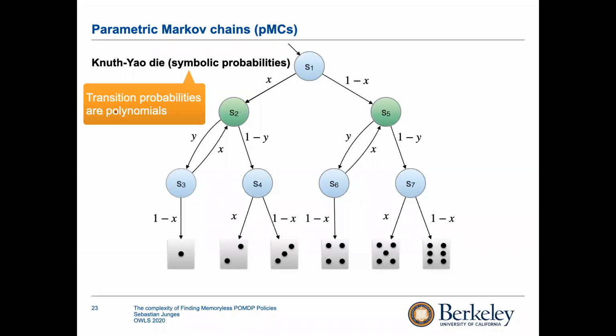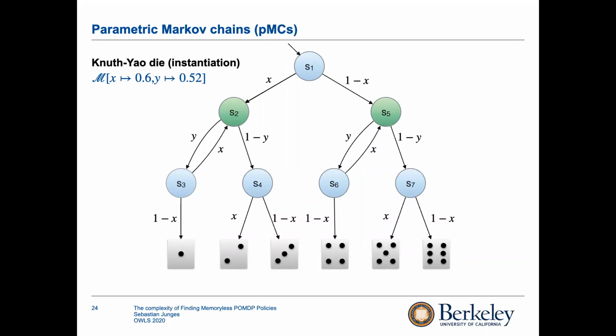Let me first clarify, if we have an instantiation, then we're going to substitute values x for a concrete value and values y for a concrete value. We can do that, and all the occurrences of x become 0.6, all the occurrences of 1 minus x become 0.4, and then we do the same for y, and then we again have a concrete Markov chain. So a parametric Markov chain has these symbolic transitions. If we instantiate that, every symbol with a concrete probability, we'll get a Markov chain as we know them.